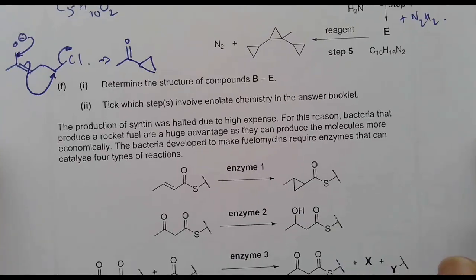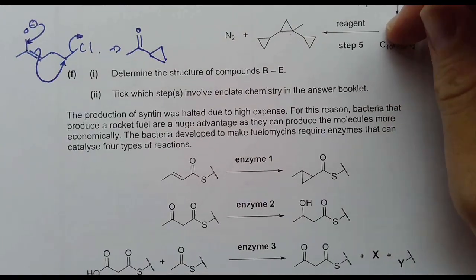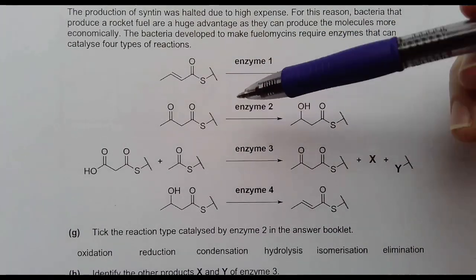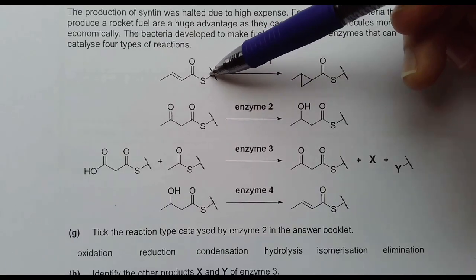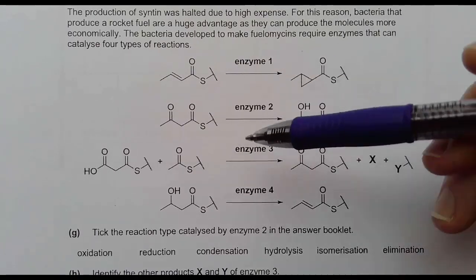So let me move on. The production of syntin was halted due to high expense, and then they wanted to use bacteria. So there are 4 types of reactions. Tick the reaction type catalyzed by enzyme 2. So don't get freaked out by this thing here. That just means it's bonded to something else. I'm not a biochemistry expert. Maybe it's bonded to a longer carbon chain, or some biological thing. Anyway, it doesn't matter. Just look at the bit that we're given.